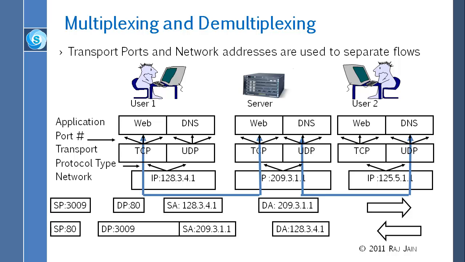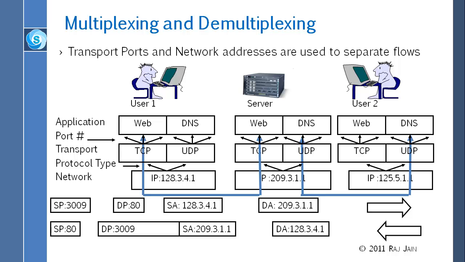When the message goes from here, it has the source address, destination port, and source port. It goes this way, from here to there. There the TCP knows that it is going to destination port 80, so it gives it to the web server. When the response comes back, what happens? These fields are interchanged. Source address becomes the destination address, and the destination becomes the source address. The destination port becomes the source port, and the source port becomes the destination port.